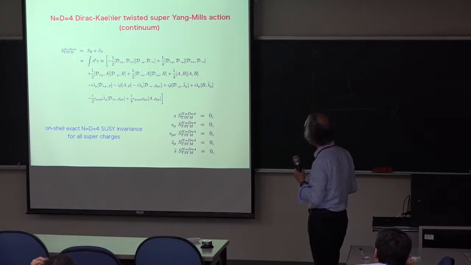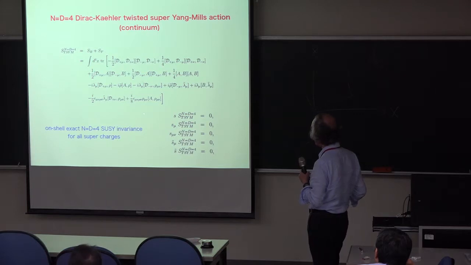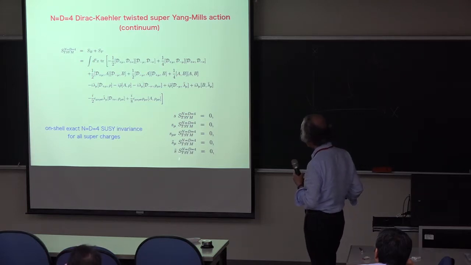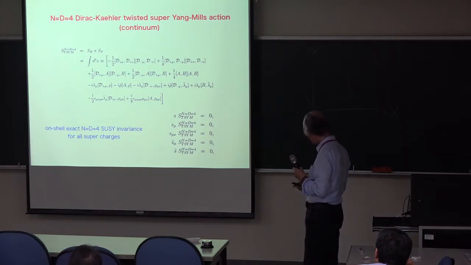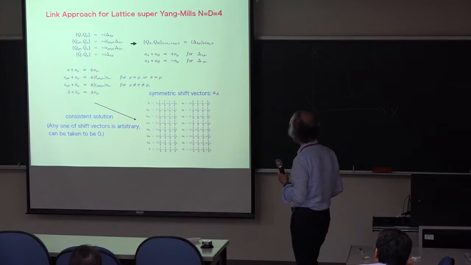This is still the continuum formulation. And this continuum Jacquard twisted supersymmetric action has 16 supercharge invariants. Now the question is, how do we generalize to the lattice?